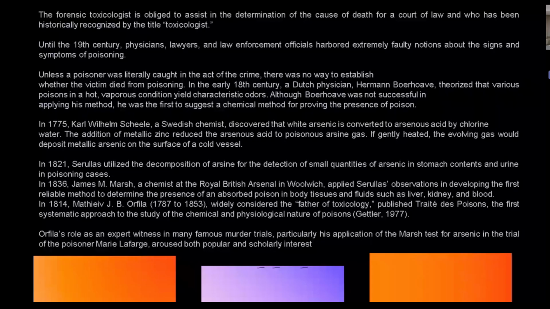In many murder trials, they were able to understand that no arsenic was present in the surroundings of the person, and the poisoner might have given him arsenic for the death of the patient. Next one.